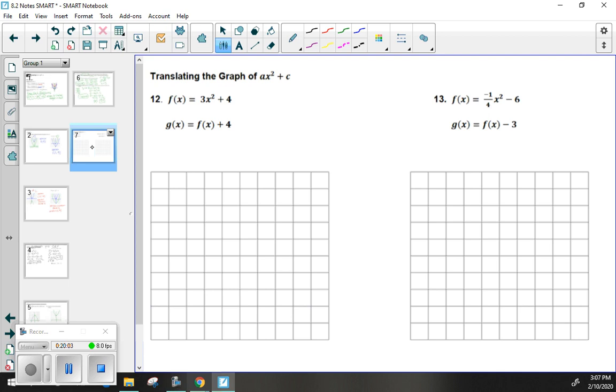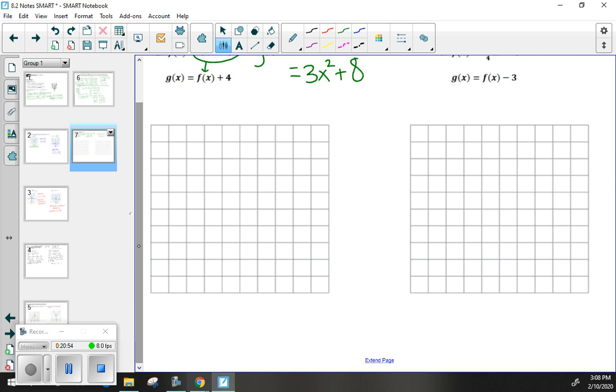Now, I see that I've got f of x equals 3x squared plus 4, and then I have g of x equals f of x plus 4. Well, I can plug that f of x into that g of x function and just get one function to graph. So let's rewrite that. We have g of x equals 3x squared plus 4, there's our f of x, and then we have to add 4 to that as well. Combine like terms, we get 3x squared plus 8. Looks like a pretty easy function to graph.